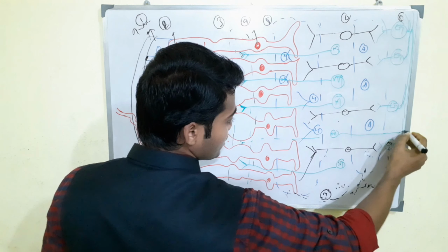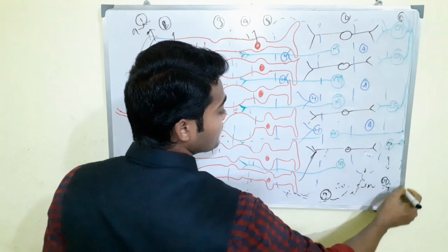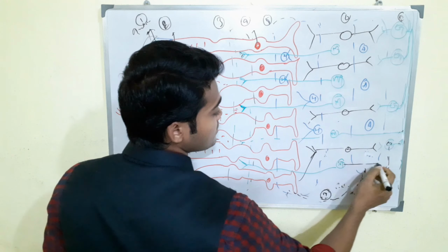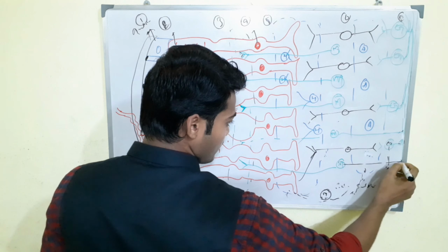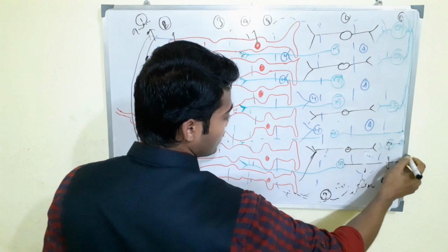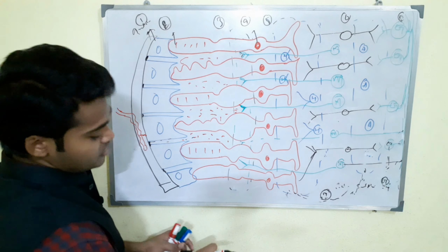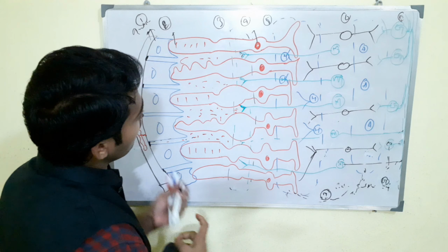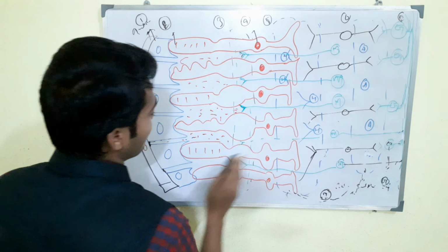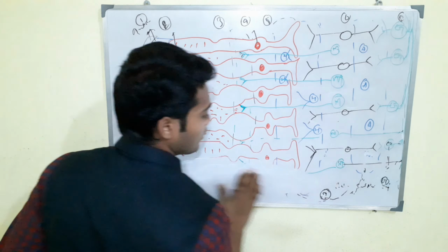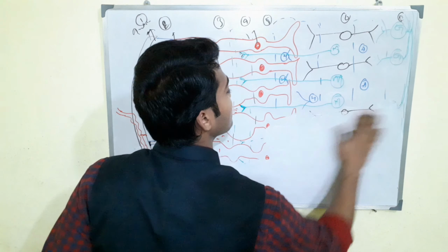next one is basically the inner limiting membrane, which is formed by the Muller cell, right? The end foot of the Muller cell which covers the retina. So this is basically the 10th layer. I drew all the layers in one diagram, which helps you to recall.